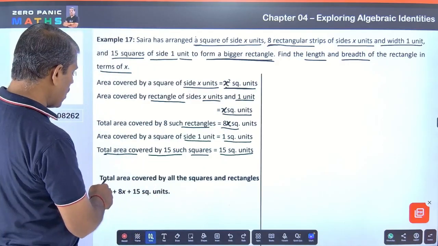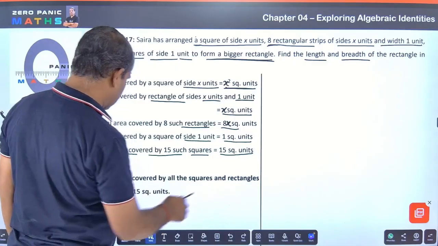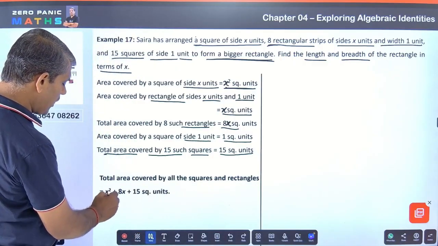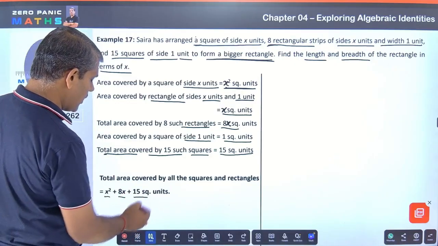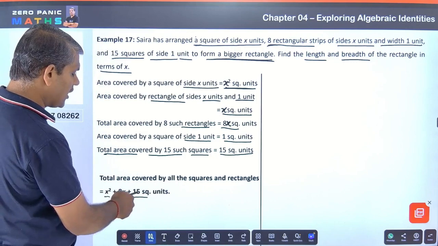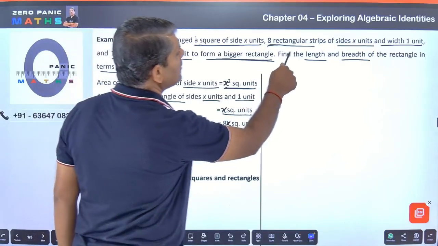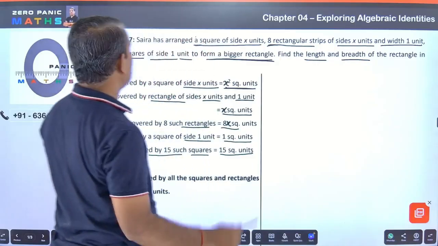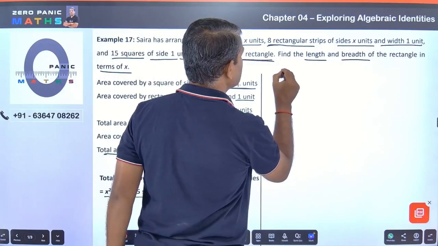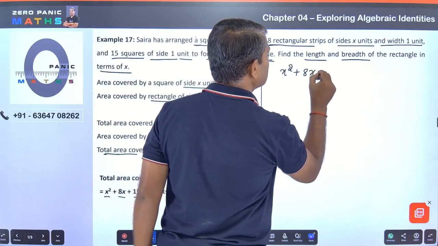So combining all that, the total area covered by all the squares and rectangles is equal to x square for 1 square, 8x for 8 rectangles, and 15 square units. So it is x square plus 8x plus 15. It is an algebraic expression. Finally what we want is to factorize that expression, and we will find the length and breadth of the rectangle in terms of x. So let us resolve the algebraic expression x square plus 8x plus 15.